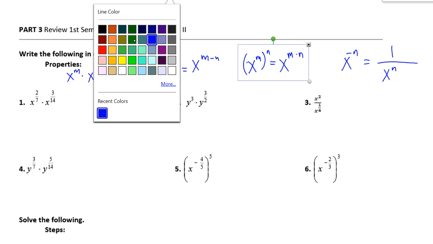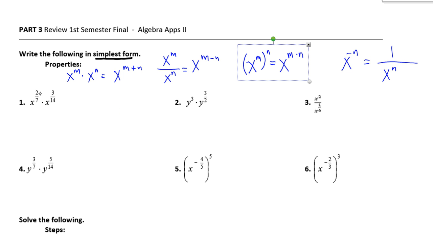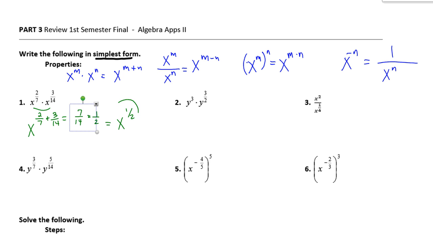So first one right here, we've got x to the 2/7 times x to the 3/14. We're going to combine those together, and you have to add those powers in order to make them work. So then that's going to be, let's see, that's 7/14 or 1/2. So our final answer is x to the 1/2.